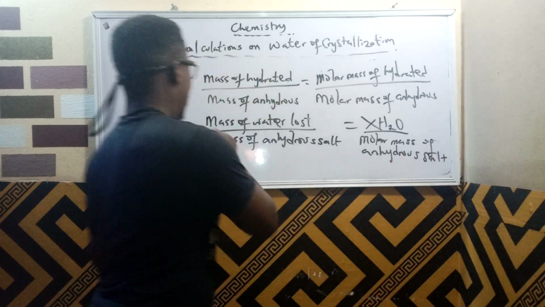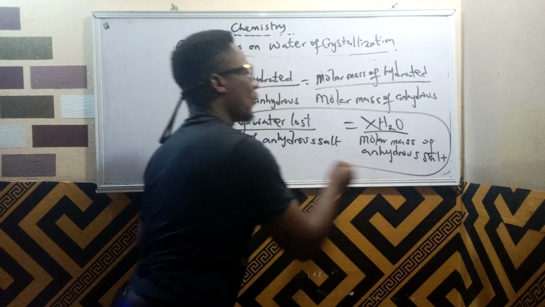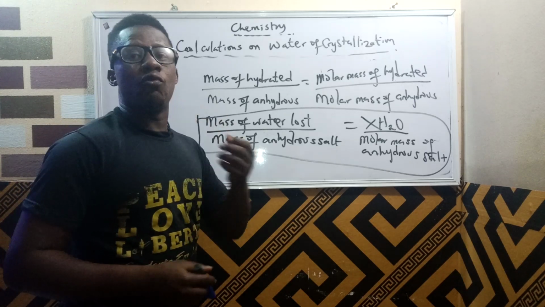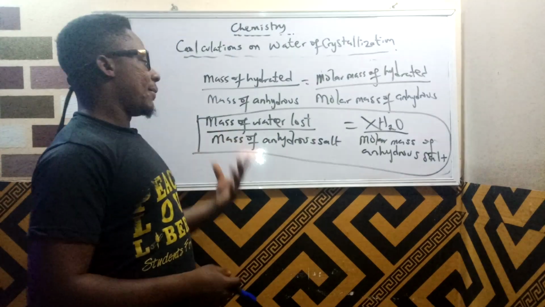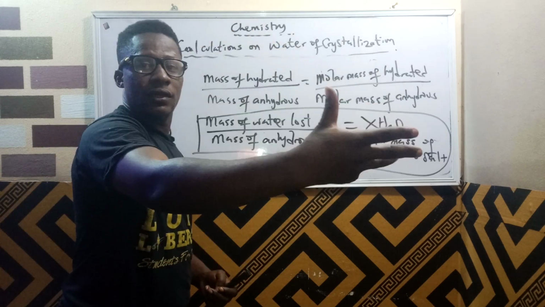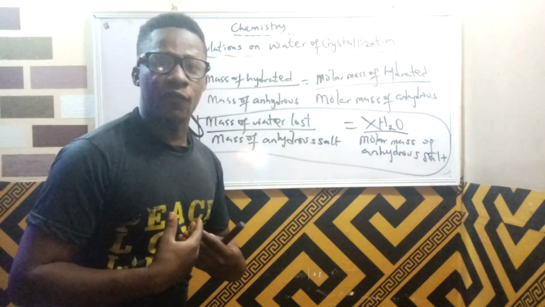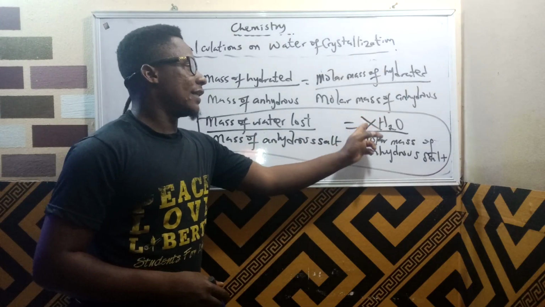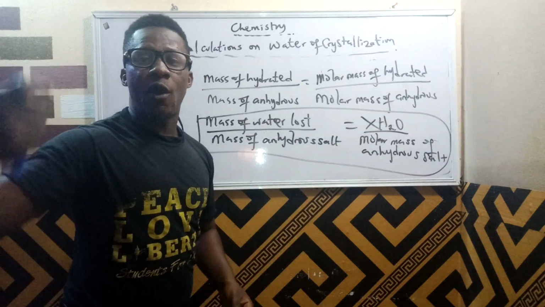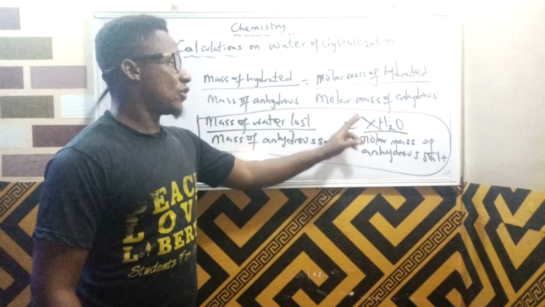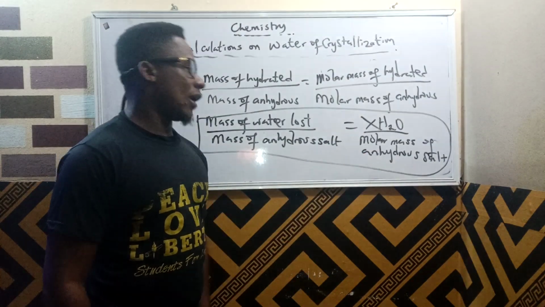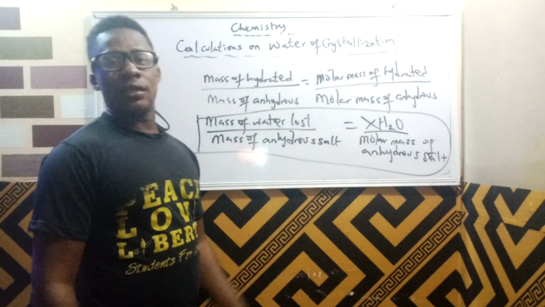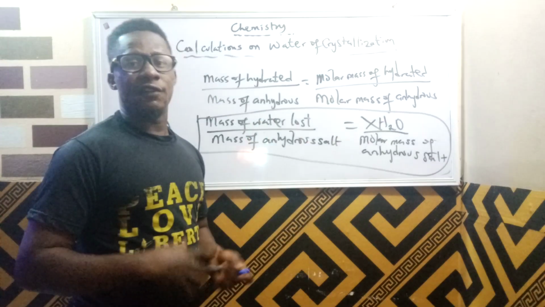So this is the most important formula that we usually use. The mass of water will be known in the question. The mass of anhydrous, when it loses water, of course it becomes anhydrous. Then this X signifies the number of molecules of the water of crystallization, which is what you are always looking for, and then the molar mass of the anhydrous salt. So this is what we are going to be using to solve the following questions.